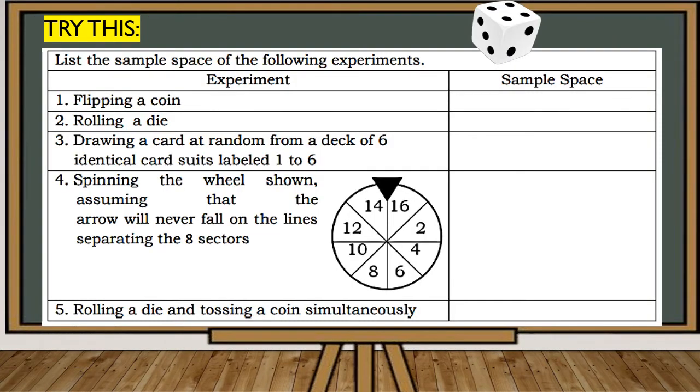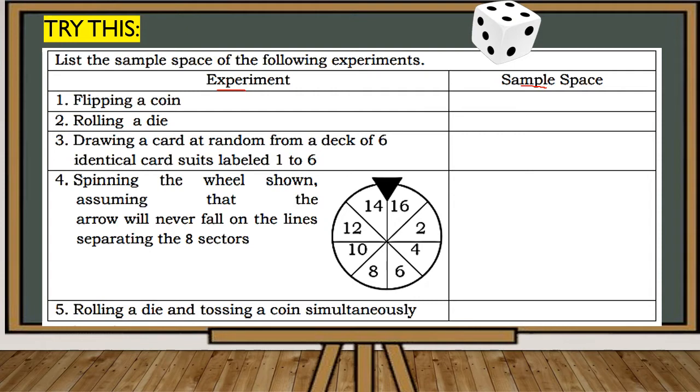Let's try this. We have here an activity for you to test if you know how to determine the sample space. You have here a table. In the first column we have the experiment, and in the second column you have the sample space. First, flipping a coin. Let's try flipping a coin. You can get your paper and write your own answer to test if you really know how to write sample spaces.